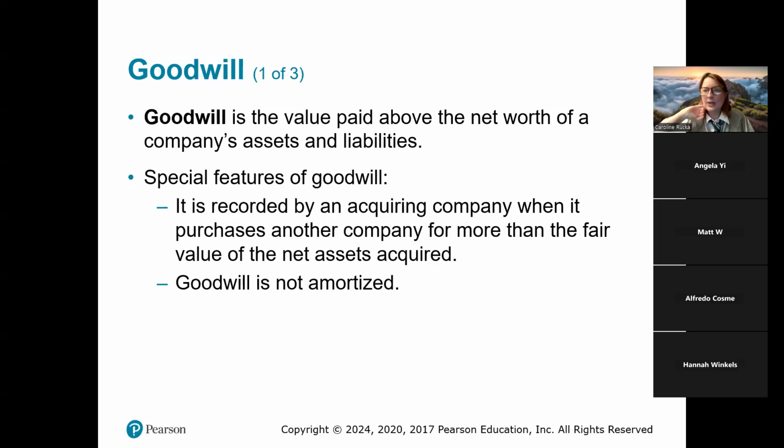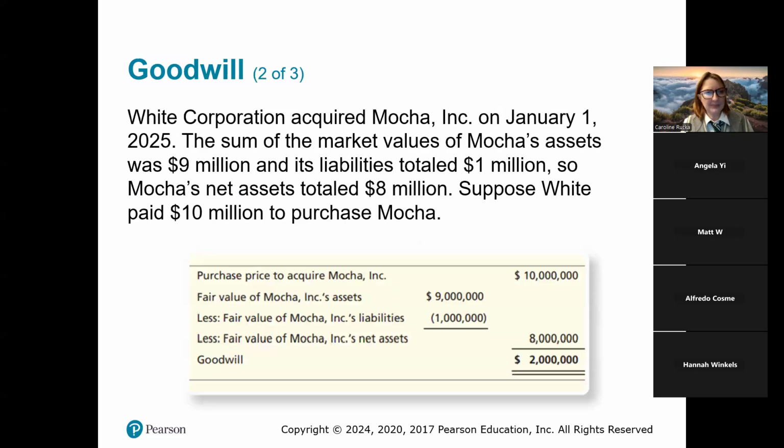It's an airy-fairy kind of, we don't really know why you paid more than the company was worth sort of thing. So we tell you you cannot amortize that. Here is an example of how we calculate that. White Corporation acquired Mocha Inc. on January 1st. The sum of the market values of Mocha's assets was 9 million and its liabilities are 1 million. So Mocha's net assets are 8 million, but White paid 10 million. So it's only worth 8, but we paid 10.